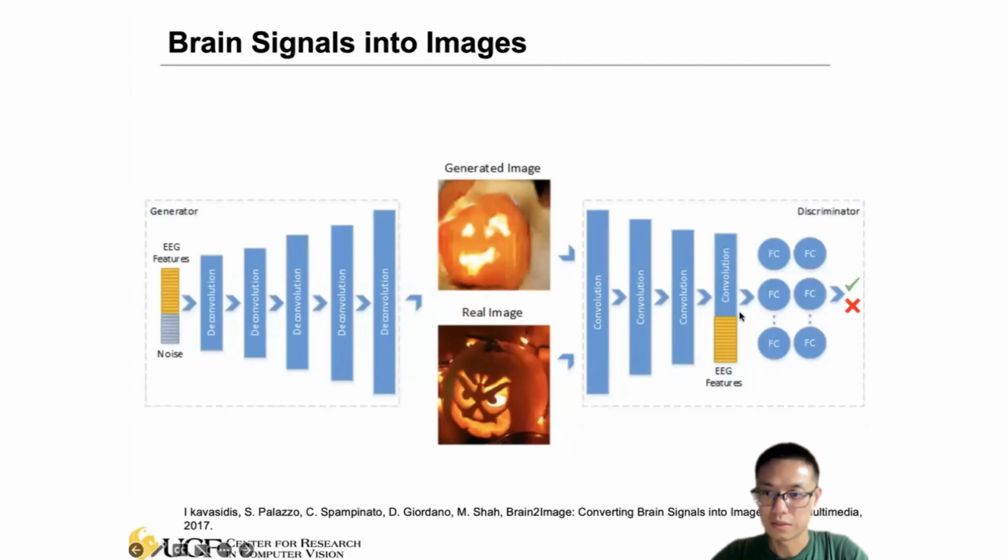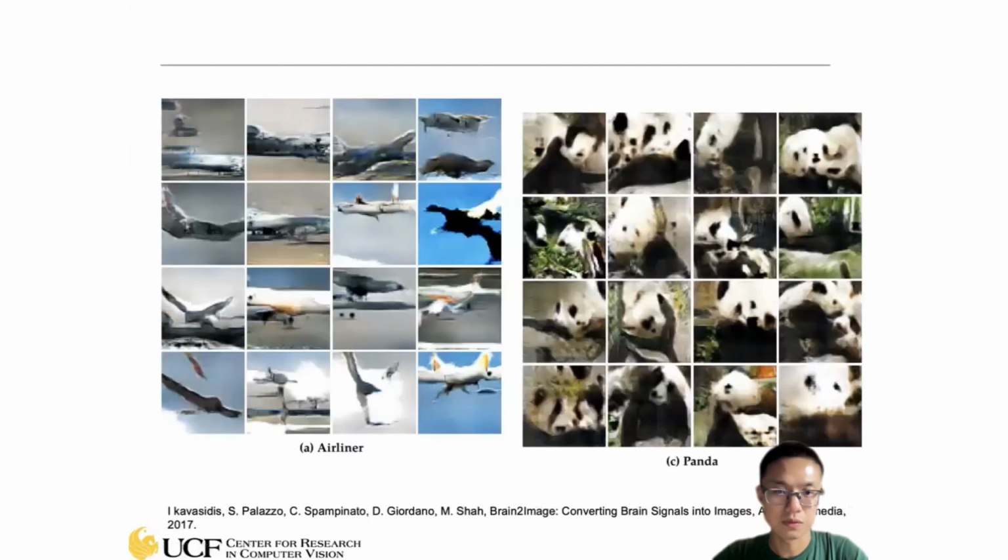And this is their network. So we all know how it goes, right? The generator and the discriminator to tell if this is real or fake. But let's look at some of the examples they are able to generate. So here are some of the images they generated, or predicted by this generator.